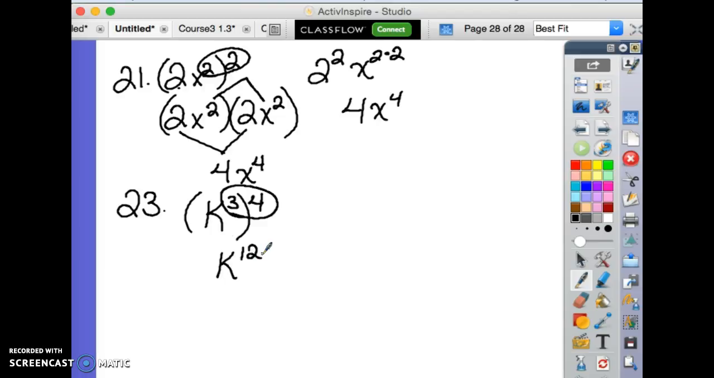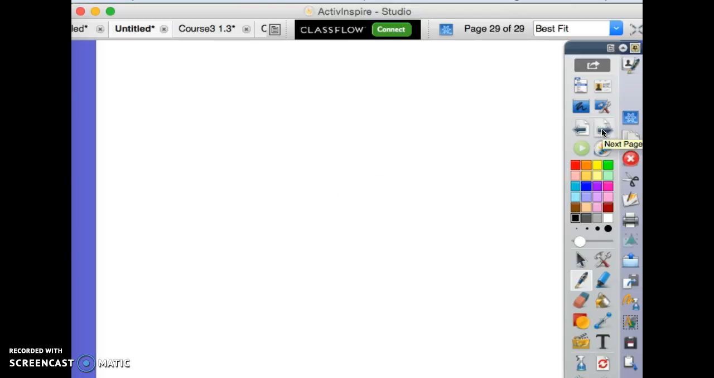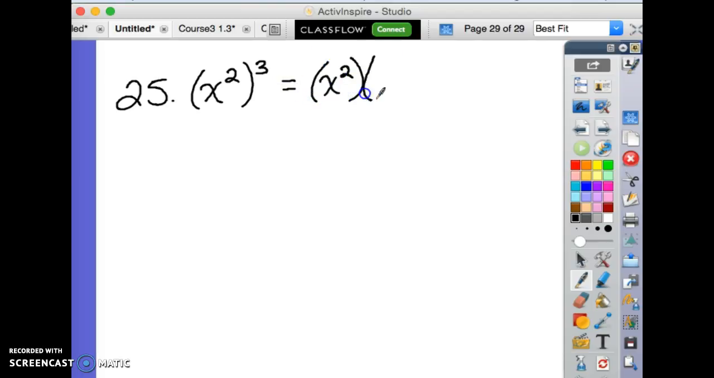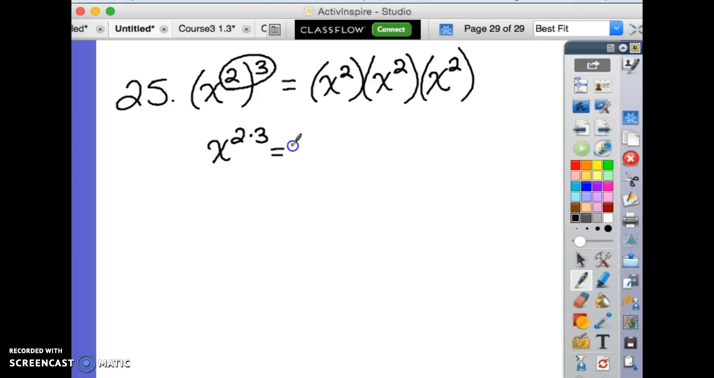Okay, and our last one I'm going to look at with you is number 25. Number 25 is similar to number 23. It has, again, x squared to the third power, no number inside. So again, if it helps you to figure out the problem, remember this is the same thing as writing out x squared multiplied 3 different times. So this is the way that it actually is doing it. But the shortcut way is to multiply your two exponents together. So x to the 2 times 3, which is the same thing as x to the 6th.